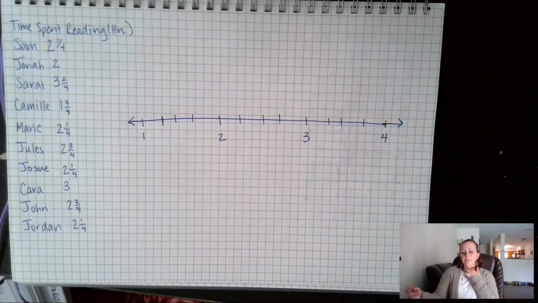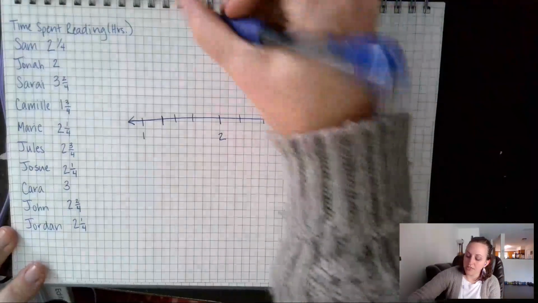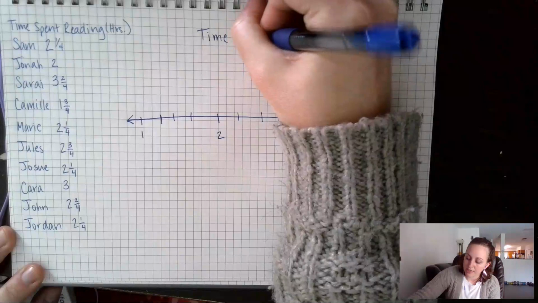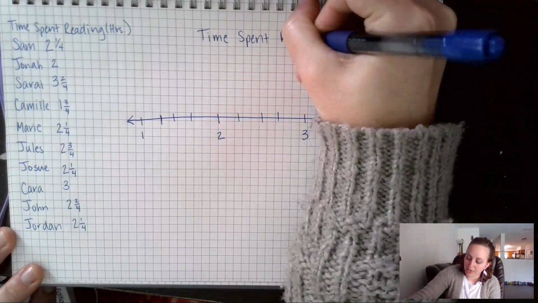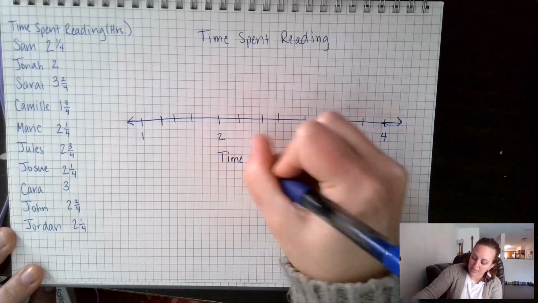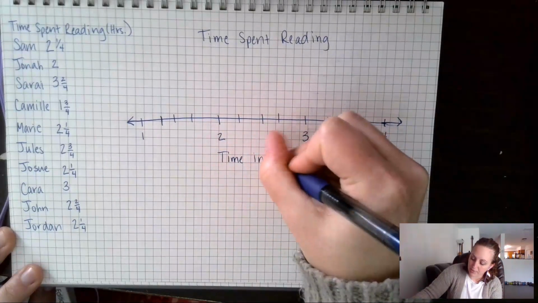All right. My line plot also needs a title up here. This would be time spent reading. Usually it's going to be the same title that your chart has, and this is time in hours. So that way we know what those numbers stand for.